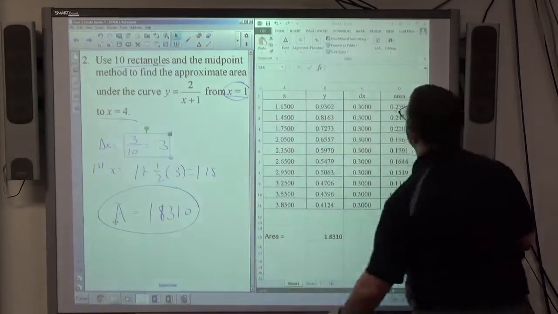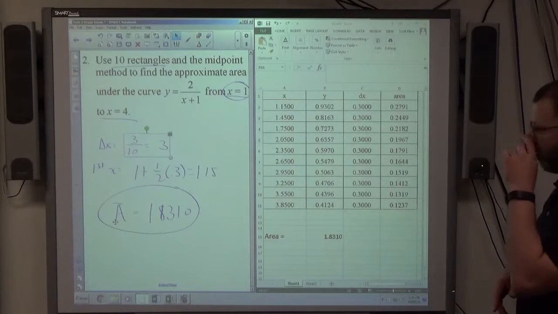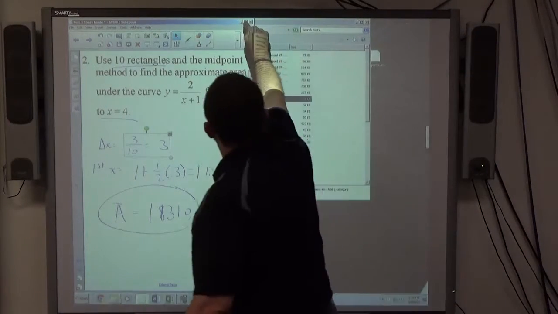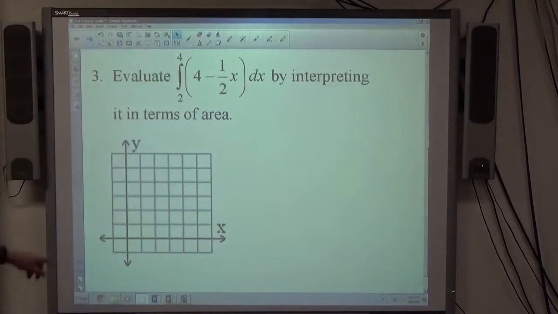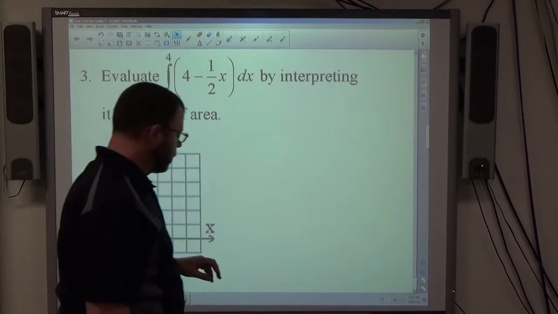So feel free to use Excel. If you want to use the calculator and you're not comfortable with Excel, just talk to me about it, and I will go through that with you also individually if you need the help. Moving on from there, everything else is going to be done with either area formulas or integral formulas.